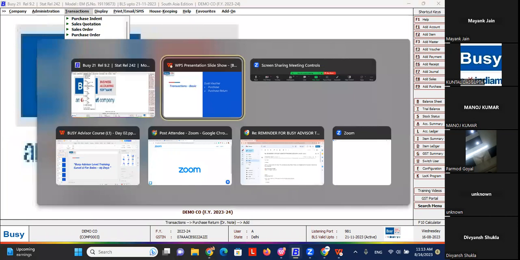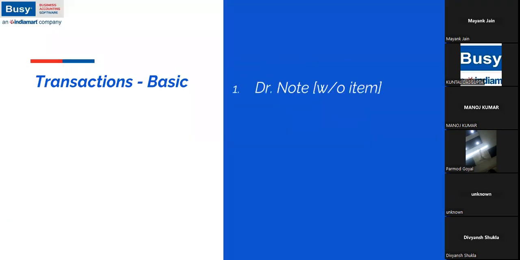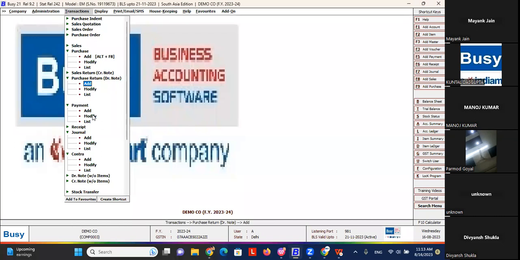Now coming to the next slide, that is debit note without item and credit note without item. Why do we define this as a debit note W/O item? W/O means without item. Because some companies or some customers may say that they don't want to reflect the stock when they do a sale return or a purchase return. It should not reflect on my stock, it should just reflect on the account. So in that case, you can use the option debit note without item, credit note without item.